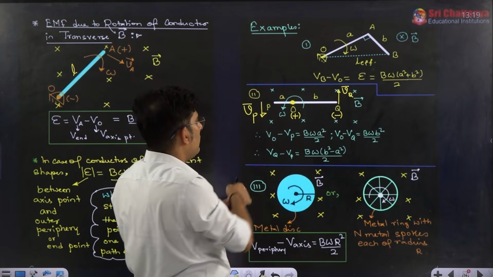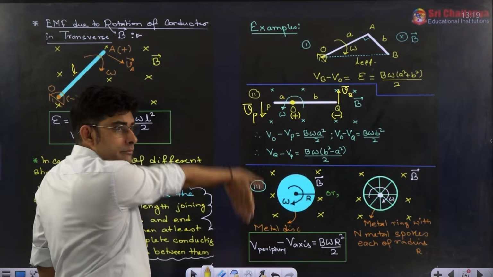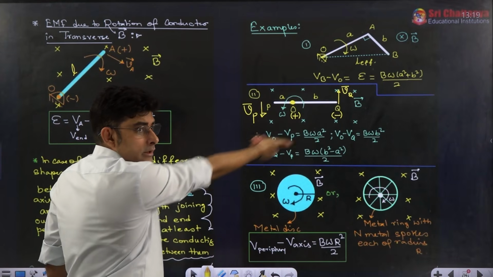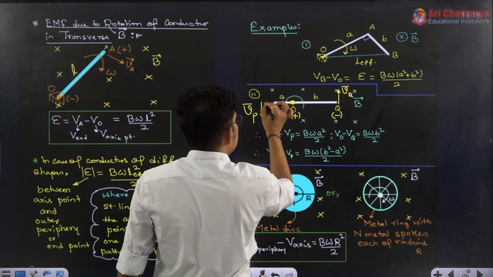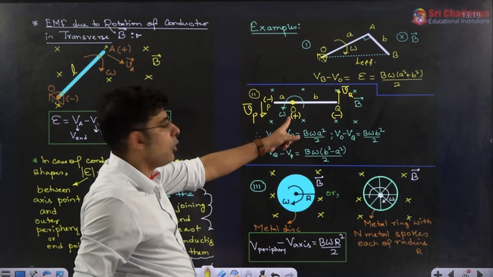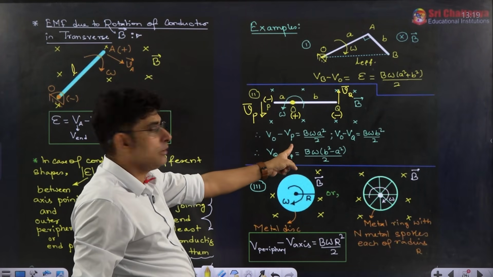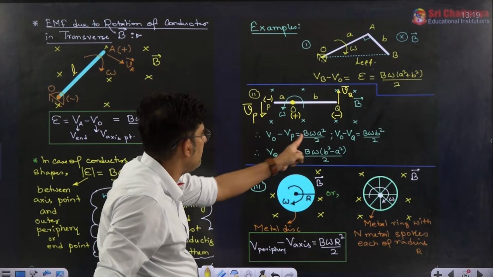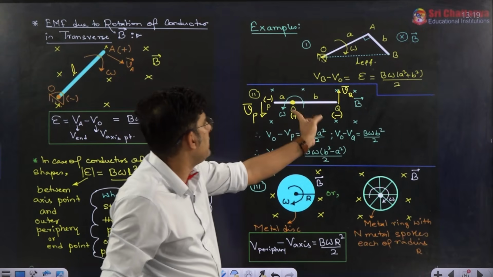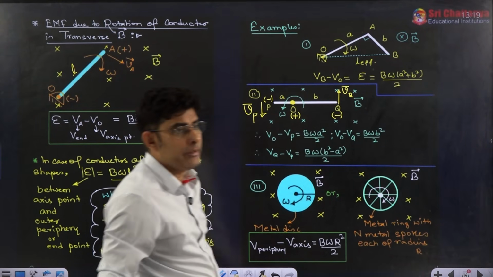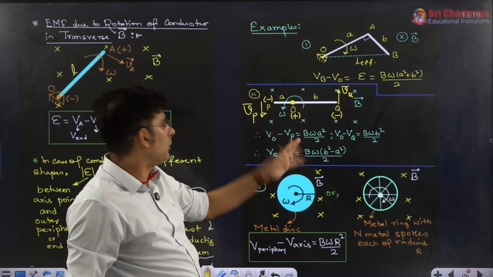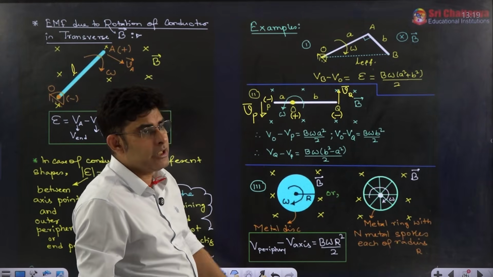Same will happen here also. When you see V for P is down, cross B positive, O is positive, P is negative. So in both cases, the axis point O is at greater potential than the end points. So I am writing the formula separately. VO minus VP is B omega A square by 2. VO minus VQ is B omega B square by 2. Now if you subtract both or add both, whatever you do, you will get the potential difference between the two ends.